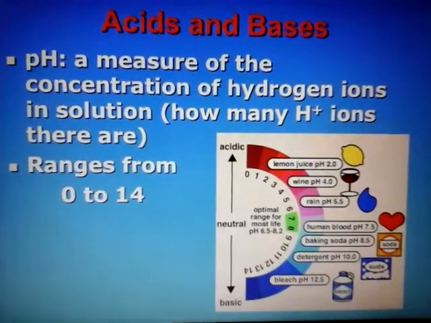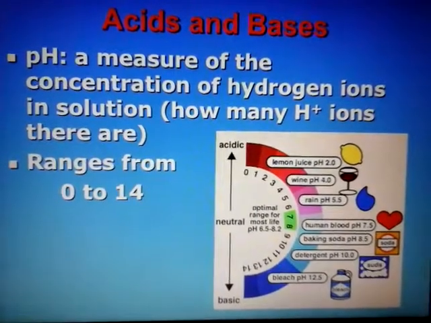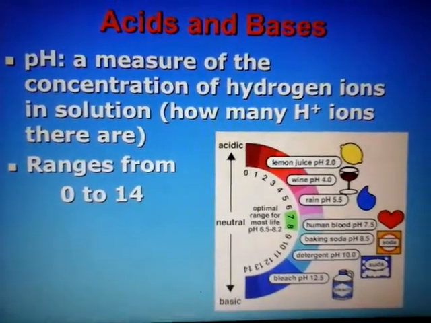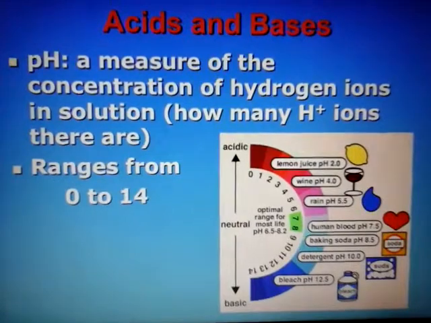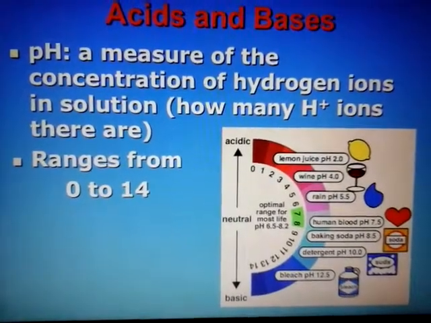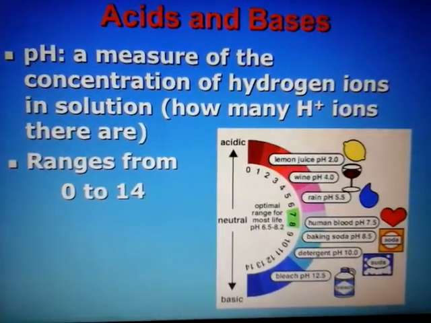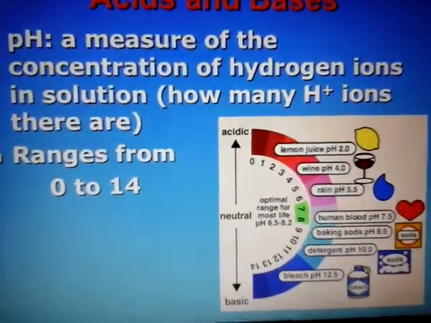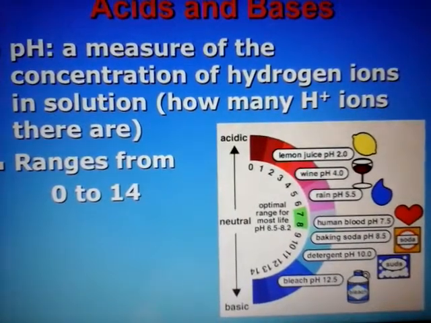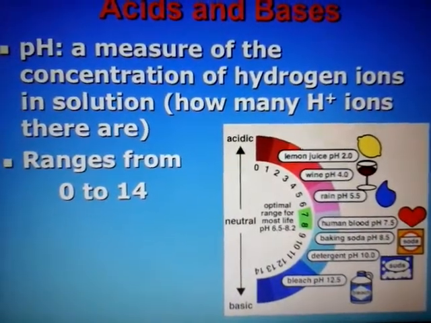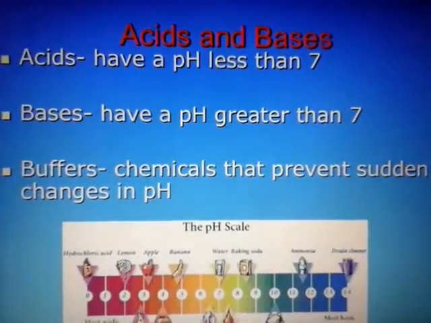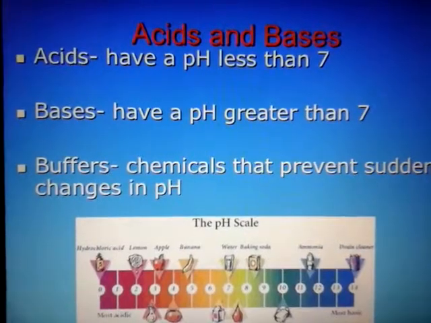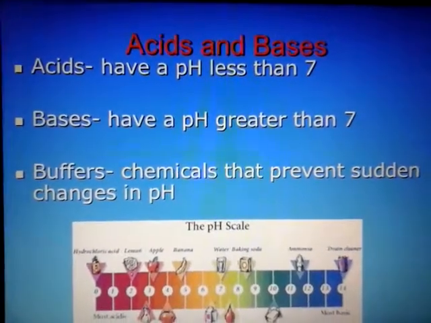And so pH measures how many hydrogen ions you have. And you guys know it ranges from 0 to 14. So right in the middle would be neutral. Water's neutral because when it breaks down, the hydrogen ions equal the hydroxide ions. If you have more hydroxide ions, you're going to be a base. And if you have more hydrogen ions, you're going to be an acid. So acids have a pH less than 7. Bases have a pH greater than 7.